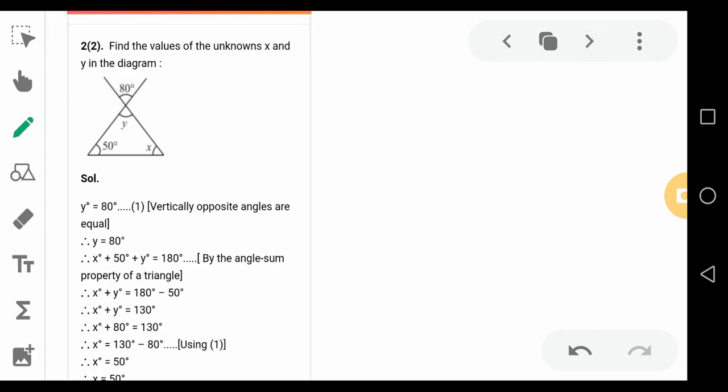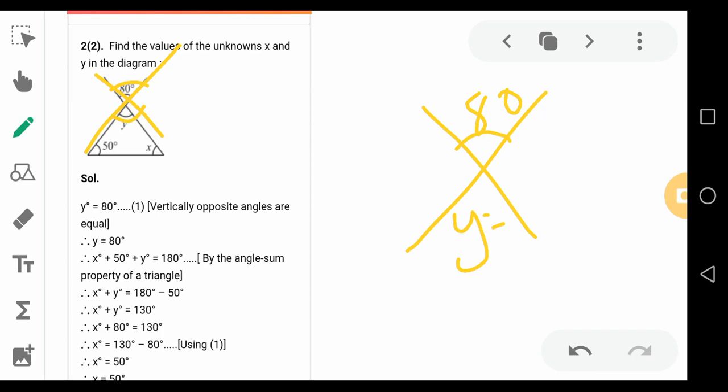Find the values of the unknown x and y in the diagram. So now you can see, by just seeing this, you can see these two lines are intersecting and these two angles are forming vertically opposite angles, right? Two lines are intersecting. Here they have written 80 and here it is y. So what is y? Using vertically opposite angles property, vertically opposite angles are equal. So this is 80 means this is also 80. So you got y as 80.